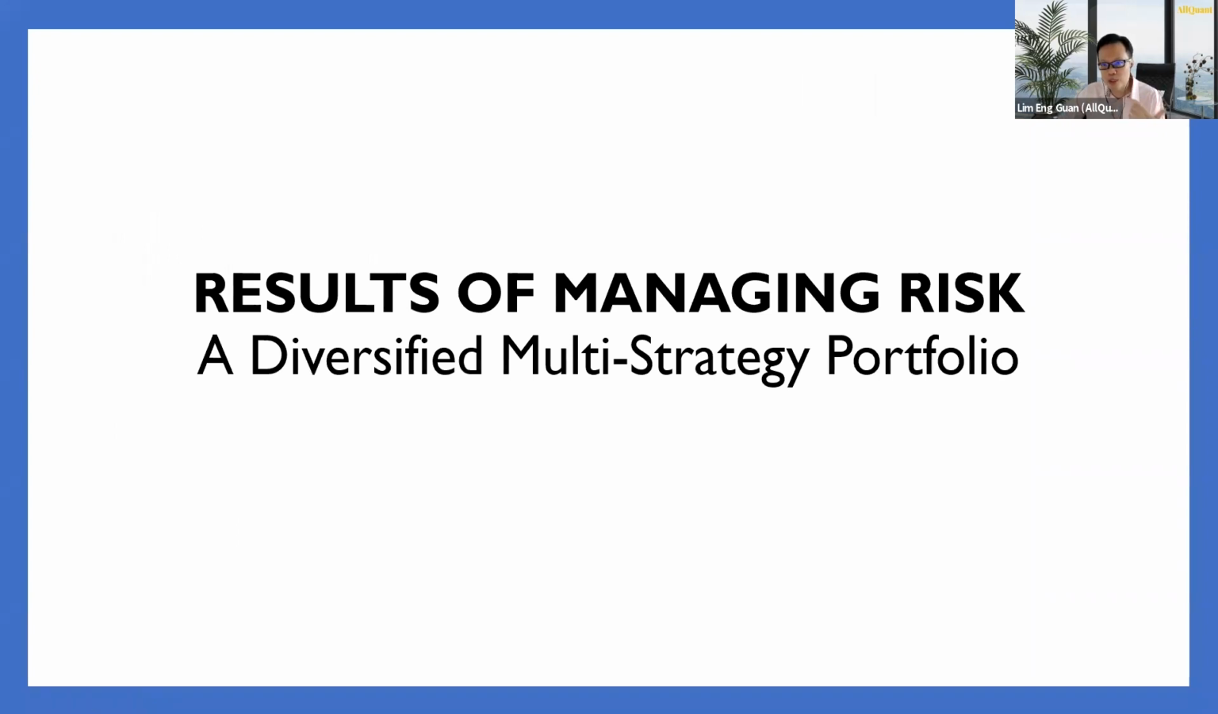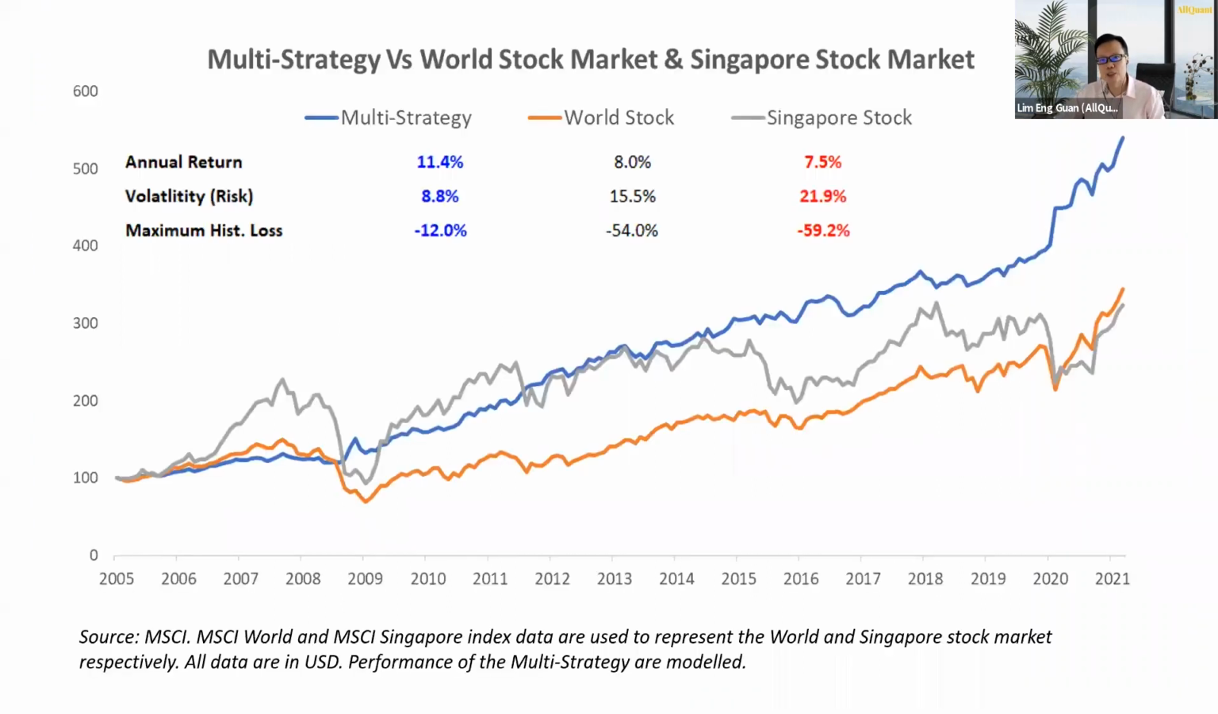Okay, so how would the performance of a diversified multi-strategy portfolio look? This is a chart and table that summarizes the performance of the multi-strategy portfolio we modeled. We only use ETFs here, and it runs 4 different strategies in parallel. We have an asset allocation strategy, a sector rotation strategy, a country strategy, and a volatility trading strategy.